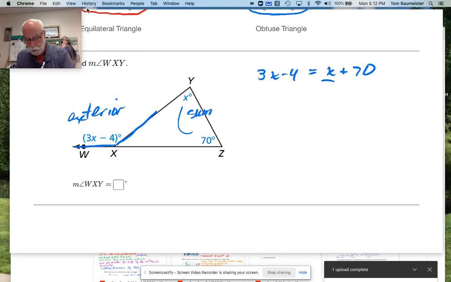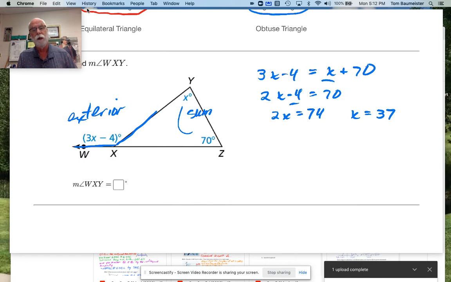It becomes negative, so I'm going to have 2x minus 4 is equal to 70. I'm going to take this negative 4 and move it to the other side of the equal sign. That makes this positive, so 2x is equal to 74. And now I'm going to divide by 2. And when I divide by 2, I'm going to get that x is equal to 37.